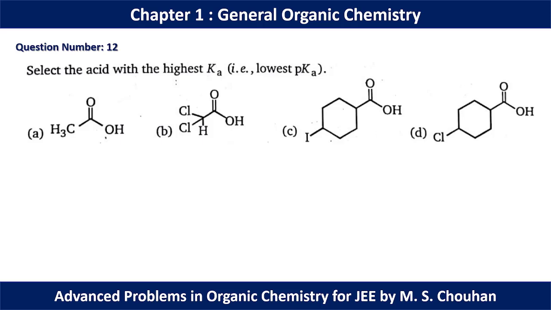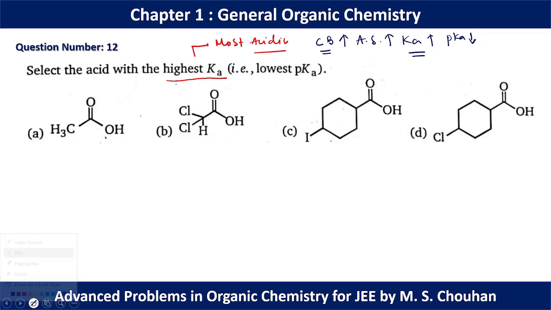In question number 12, select the acid with the highest Ka value. So highest Ka value indicates the most acidic molecule you have to find. If we compare the acidic strength, we should go for the conjugate base stability. So the more the stability of the conjugate base, the more will be the acidic strength, the more will be the Ka value and the lesser will be the pKa value. So here we have to compare the Ka value. If the conjugate base is more stabilized, then the acidic strength will be highest.